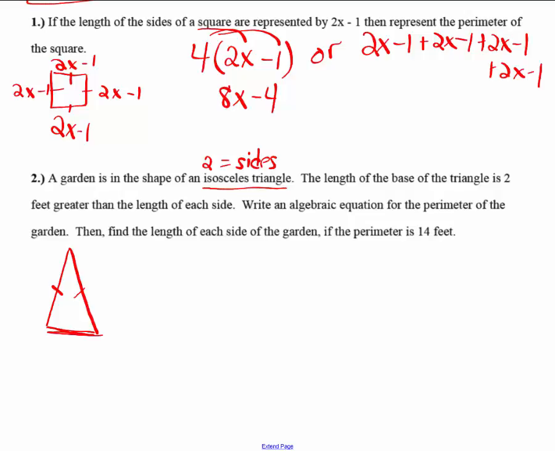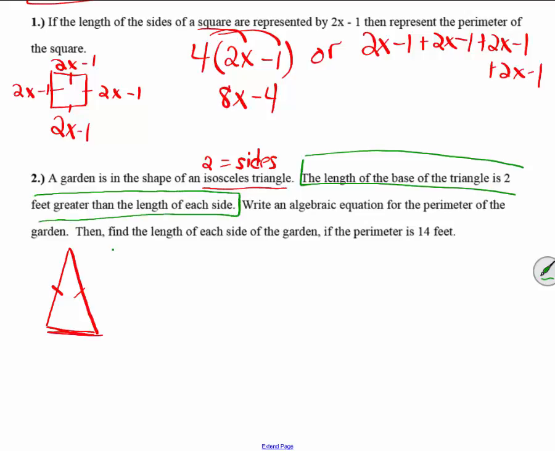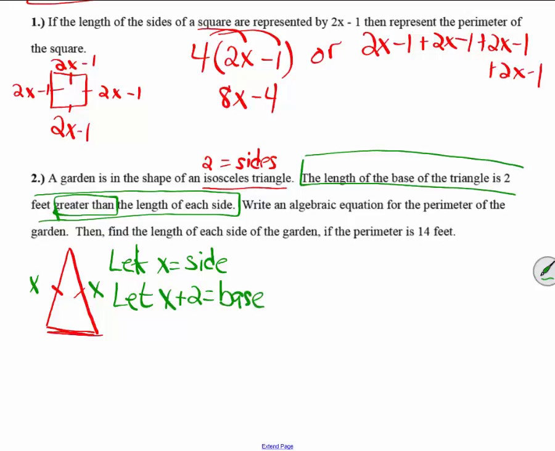This is where we're going to get our let statements. That first sentence gives us our let statements. So the base is 2 feet greater than the length of each side. So we're going to let x equal the side, so x, and the base is 2 feet greater than the side. So there's your base. This is going to be x plus 2.